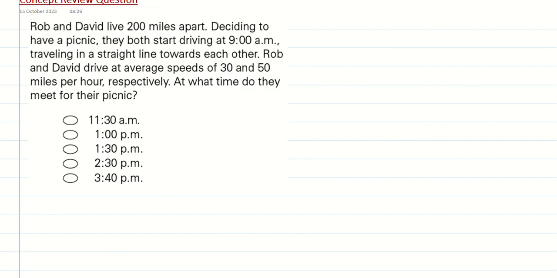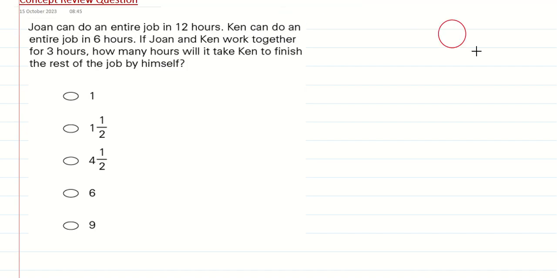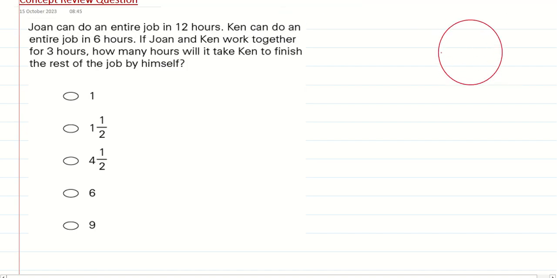Here we go. This is one question. Try. A simple strategy to solve this kind of question: let me draw a pie here, just to make you understand. What we know is that the rate equals the work divided by time.